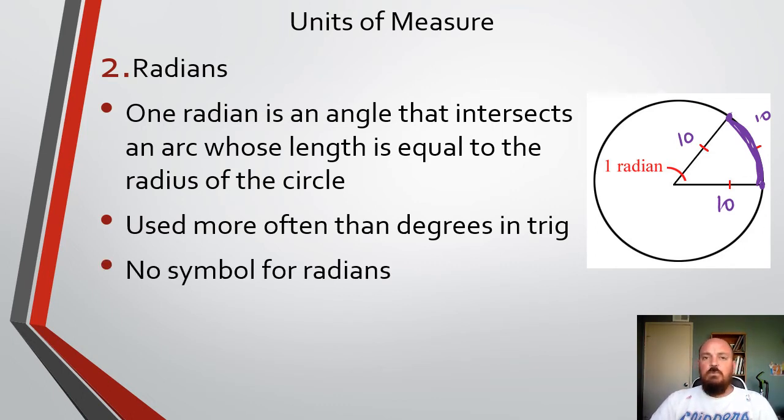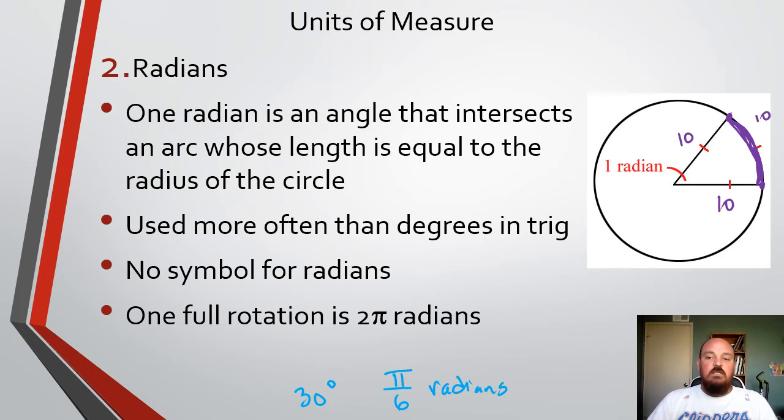There's also no symbol for radians. Degrees have a symbol. If I was talking about 30 degrees, I might write 30 and then the degree symbol. But if I was talking about pi over 6 radians, I would just write pi over 6. There is no symbol. There's no R for radians or anything like that. If you really wanted to be specific, you could write the word radians, pi over 6 radians. But it doesn't have a symbol.